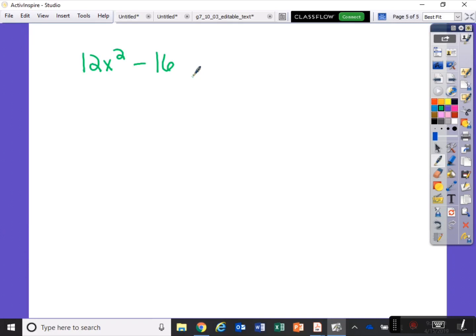Is this a difference of two squares? No, it's not. So does it factor into a sum times a difference? No. However, what do 12 and 16 have in common? 4. They're both even, which means they have a GCF, right?